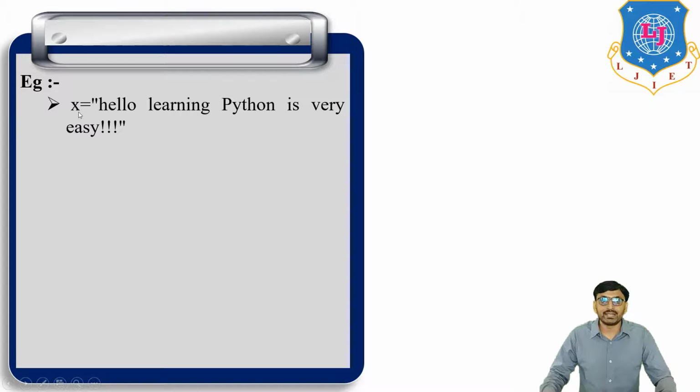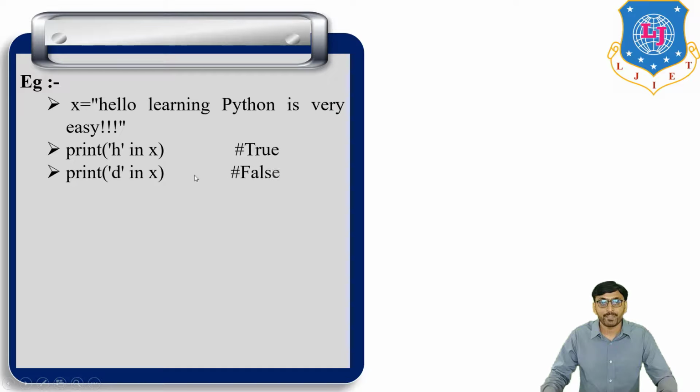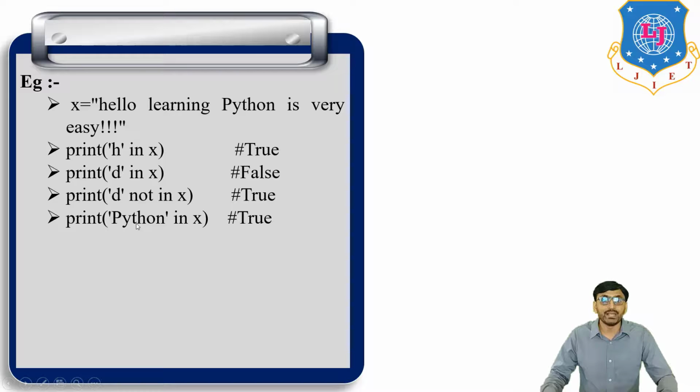Now, x, that is one type of string: Hello, learning Python is very easy. A simple string. Then print H in x, is H present in x? If yes, then true. If no, then false. So H is present in x, so it returns true. Then print D in x gives false, because D is not present in x. Then print D not in x gives true, because D is not in x. Then print Python in x, yes, Python is a word that is also present in x.